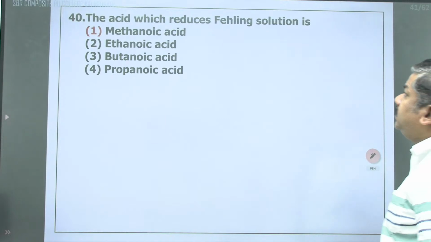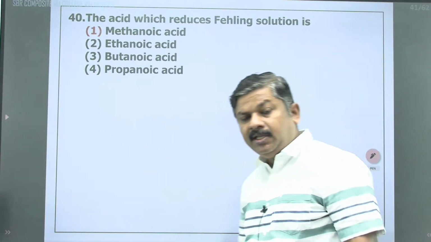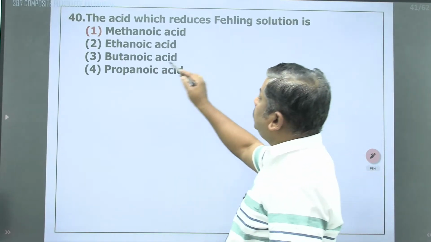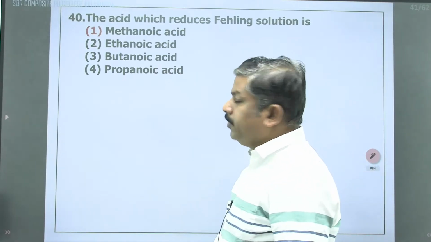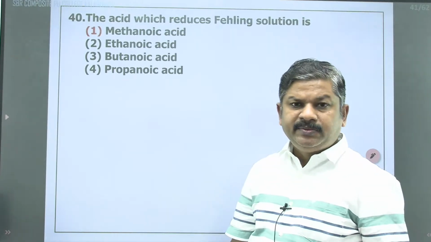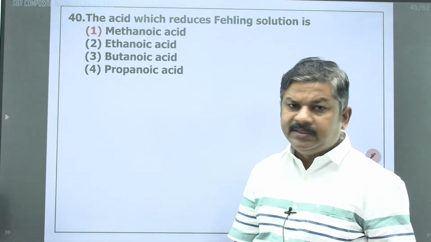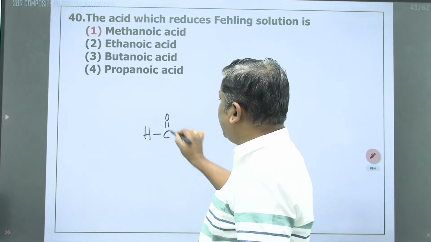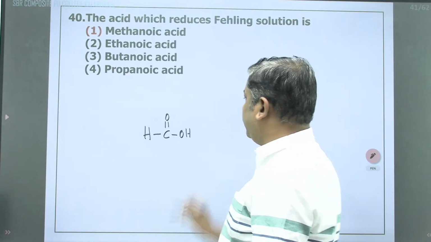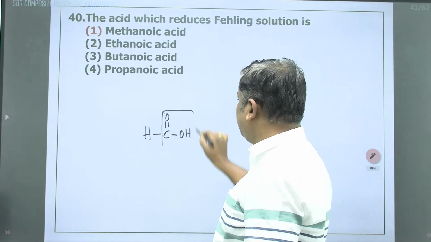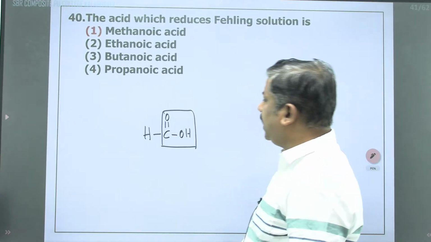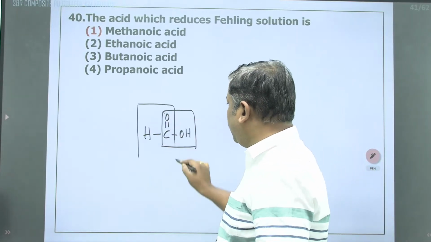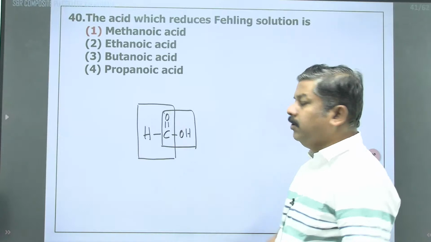Question number 40. The acid which reduces Fehling solution is: Fehling solution is applicable for the test for aldehydes. The options are methanoic acid, ethanoic acid, butanoic acid and propanoic acid. It is not a test used for distinction between carboxylic acids. But there is one carboxylic acid, HCOOH. No doubt it has the carboxylic acid functional group, and in addition to that, this compound also has an aldehyde functional group.